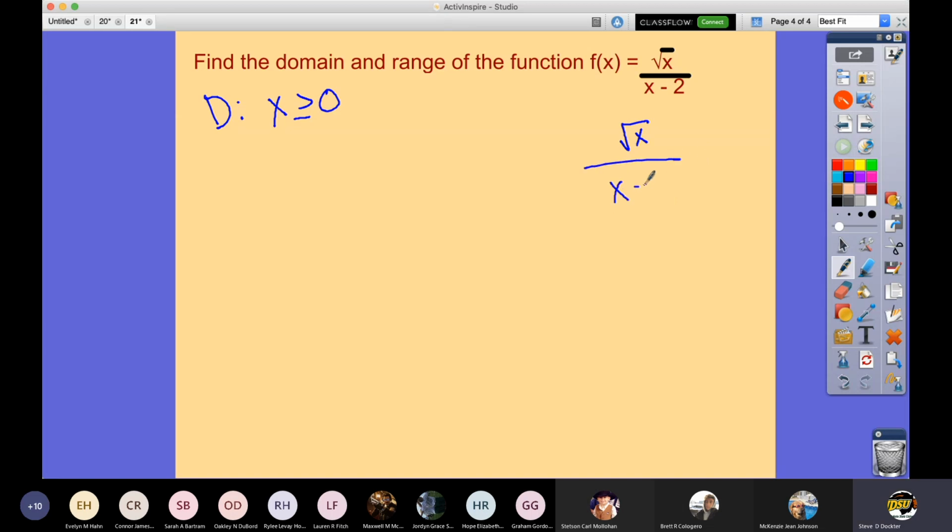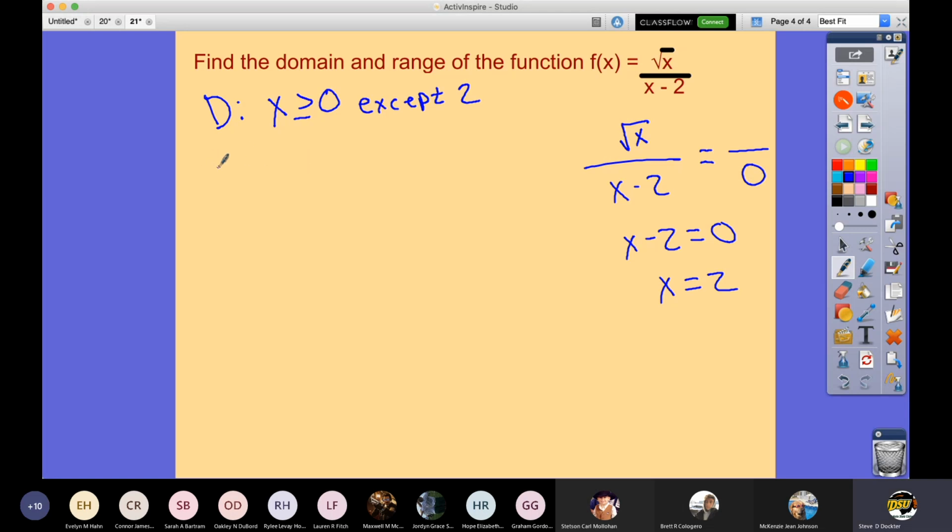But we also have this denominator. And like we said earlier, we can't have our denominator equal 0. So we need to set that bottom equal to 0 and solve for x. So yes, x is greater than or equal to 0, but if we put a 2 in there, we're going to get a 0 on the bottom. So we would say x is greater than or equal to 0, except for 2, because 2 would give us an undefined answer there.